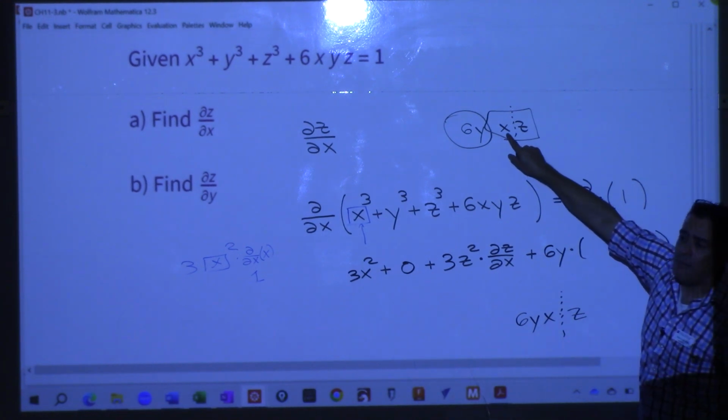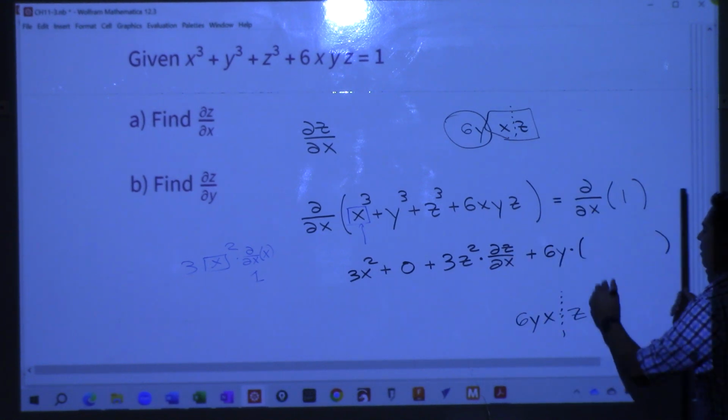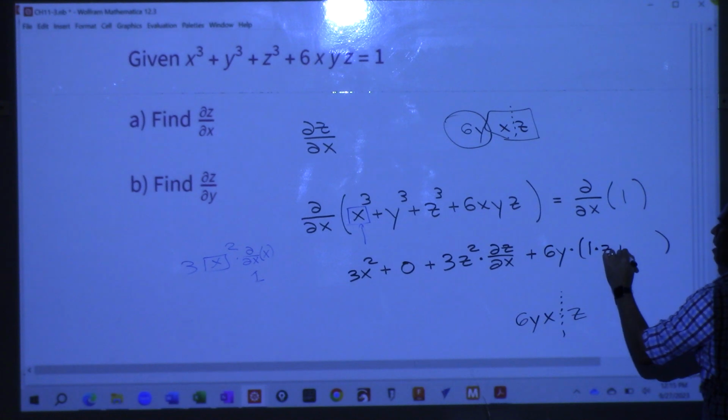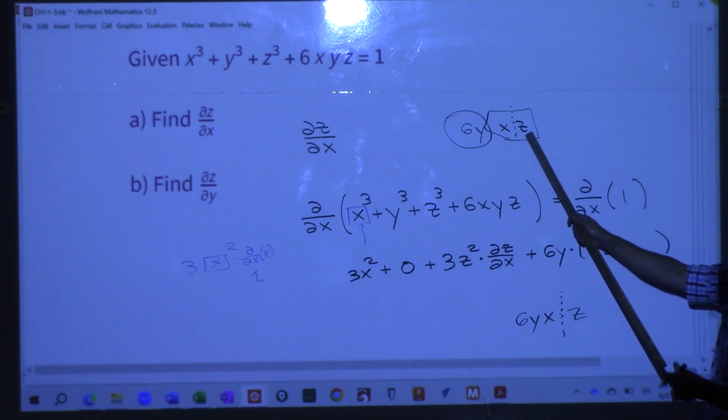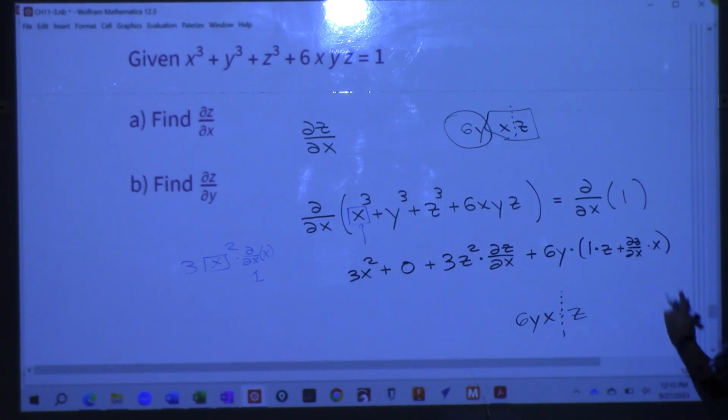Now, let's do the product rule. What's the derivative of the first one with respect to x? 1, right? 1 times z plus the derivative of the second one with respect to x, partial z with respect to x, times x. And then equals? 0. The derivative of 1 with respect to x is 0.